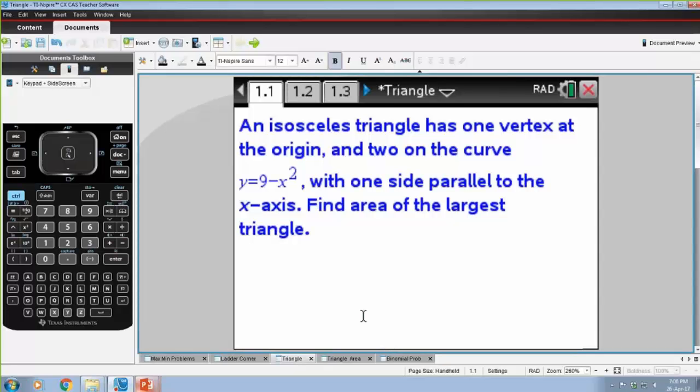So the first problem I want to work through tonight is if we've got an isosceles triangle with one vertex at the origin and two on the curve y equals 9 minus x squared, one side of the triangle has got to be parallel to the x-axis. What we want to do is find the maximum, or the largest possible, area of that triangle. So we'll work through this problem.